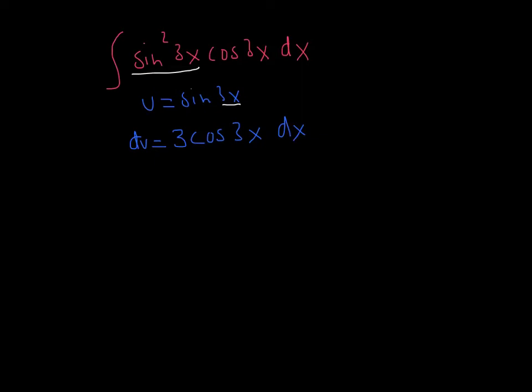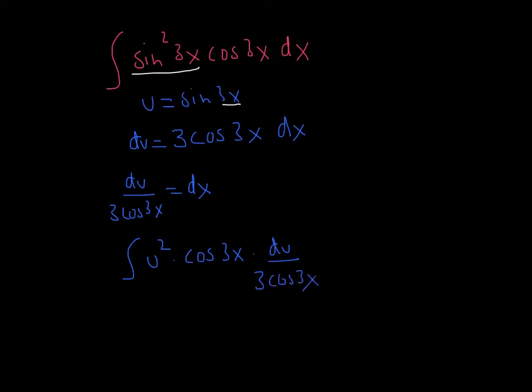And now we're going to solve it for dx, so it's going to be du over 3 cosine of 3x equals dx. And now we're going to replace our dx and actually turn the whole thing into u's. So this is going to end up being the integral of u squared times cosine of 3x times dx, which is defined as du over 3 cosine of 3x.